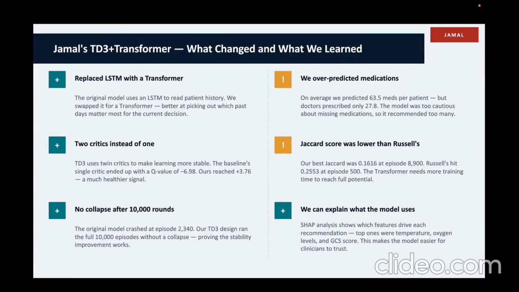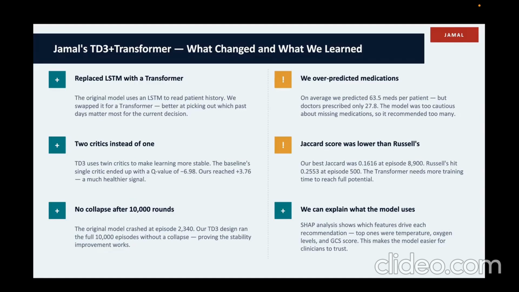On the TD3 transformer. So let's talk about what changed and what we learned. We replaced the LSTM with a transformer. The original model uses an LSTM to read the patient history. We swapped it for a transformer, which is better at picking out which past days matter the most for the current decision. We also use two critics instead of one. TD3 uses twin critics to make the learning more stable.